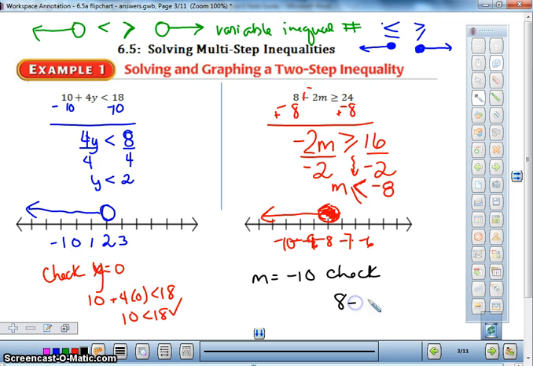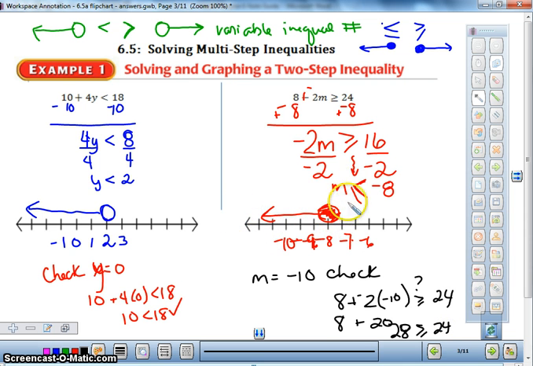8 minus 2, but instead of putting in all of these solutions, we're going to plug in negative 10. And we're trying to check, is that greater than or equal to 24? Well, we might think of writing this as 8 plus a negative 2, or if you put it in your calculator, I get 8 plus 20, which gives me 28. And that is definitely greater than or equal to 24. So my line is going in the right direction.